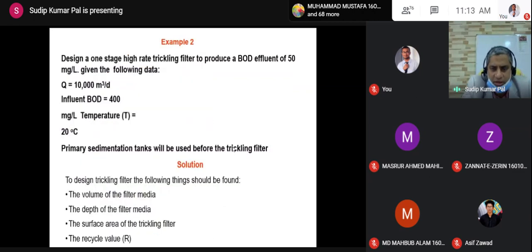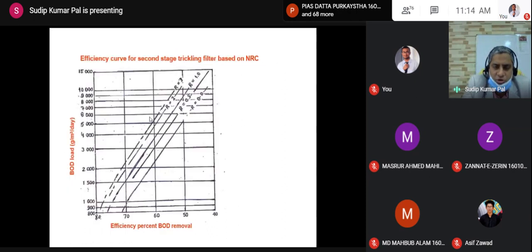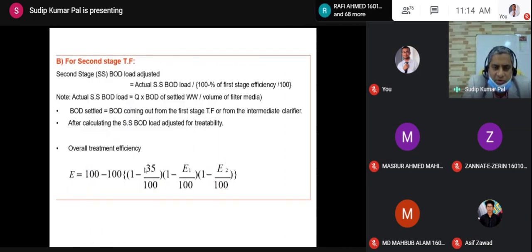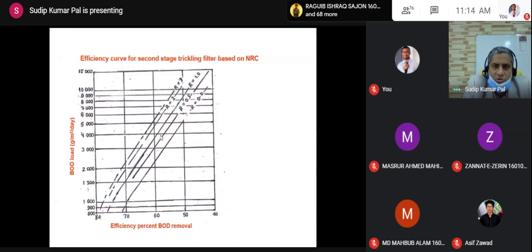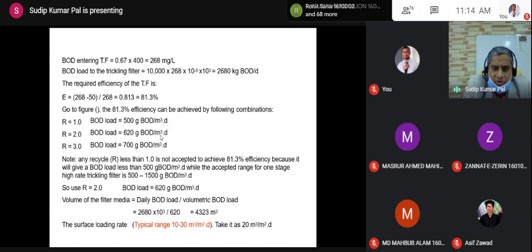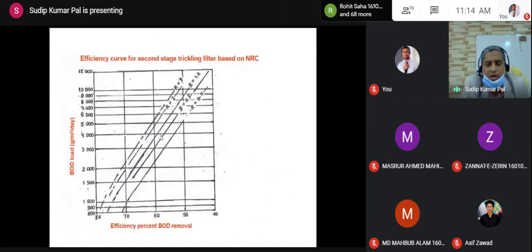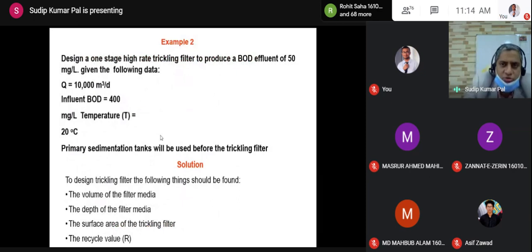So this is an example. So this is obviously you can do that by getting the data Q and influent BOD, temperature data, and it says primary sedimentation tanks will be used before the trickling filter. That means whatever the equation you have just seen, if a primary clarifier is there, then there will be an equation to reduce the concentration of BOD load. So there is, I mean, a solution also given. I'm not going into that solution first.